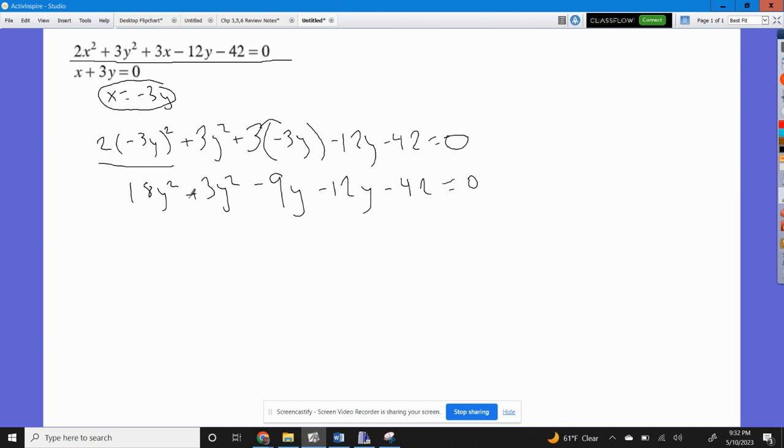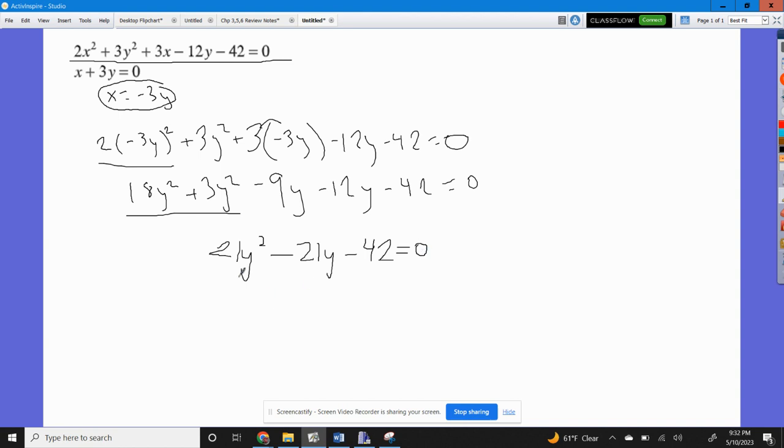Okay, then combine all your like terms. So here's your y squareds, that's going to get me a 21y squared. Our y's will be combined to get a negative 21y. And our last number here is a negative 42. All right, so now we've got a quadratic equation that could be solved by factoring, it looks like.